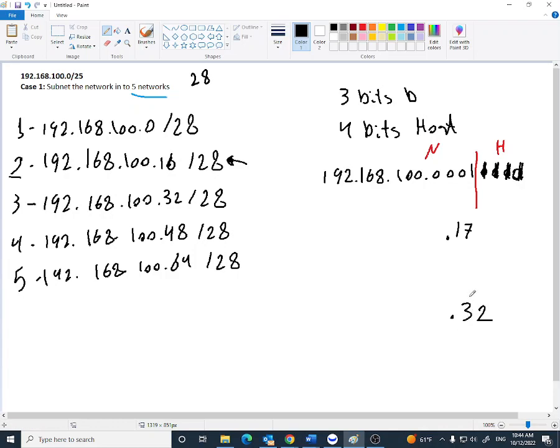That's the prefix. That's the broadcast. Now the last available IP address is going to be 31. Now remember here, whatever is at the beginning is the same as this one. And they're going to have the same exact prefix, /28, /28, /28.